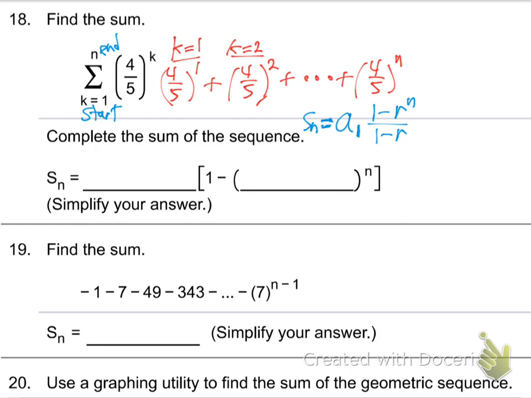It's 4/5, isn't it? Because you just times it. 4/5. Second term over first term, 4/5. We good? How y'all doing?